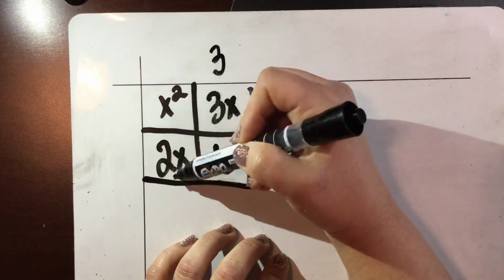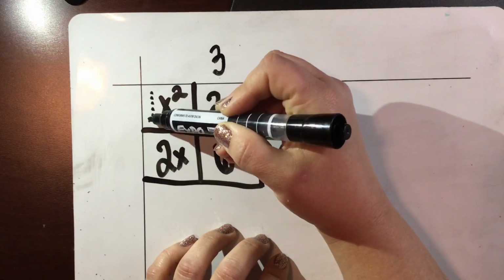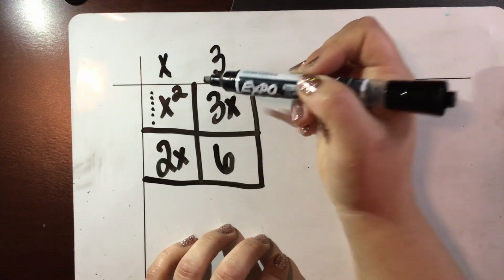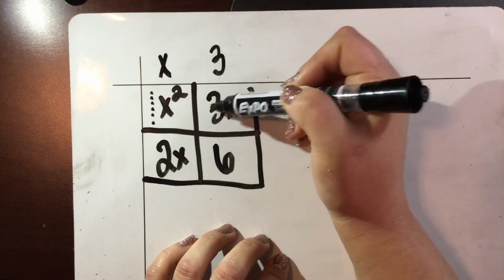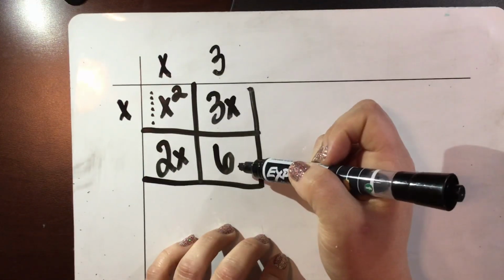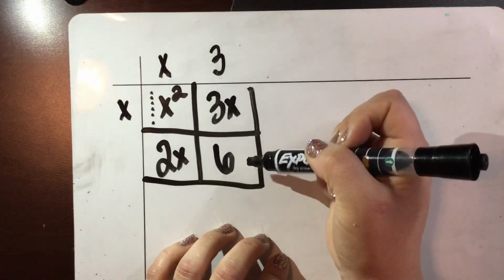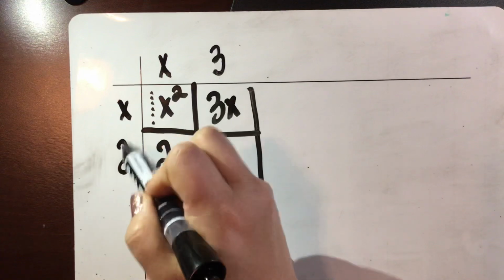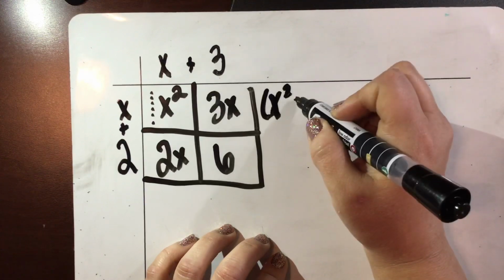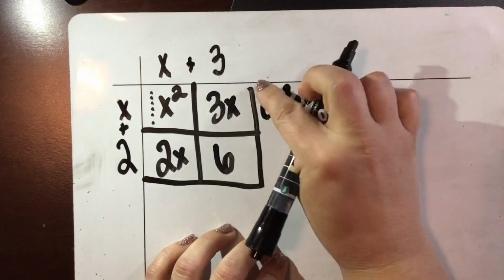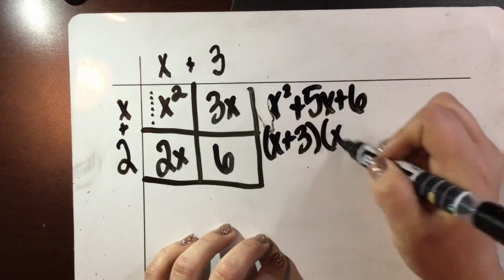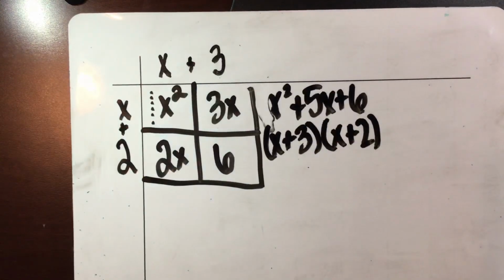Looking in this first column here, I have x squared and 2x. The value that they have in common, and remember this leading coefficient is actually a 1, so the greatest common factor that they have is x. Going out to the side, between x squared and 3x, the greatest common factor is x. And then finally here on this bottom row, between 2x and 6, our greatest common factor is 2. Once again, giving us those values of x squared plus 5x plus 6 for our simplified polynomial, and x plus 3 times x plus 2 for our length and width.